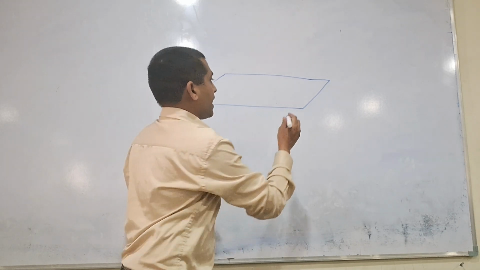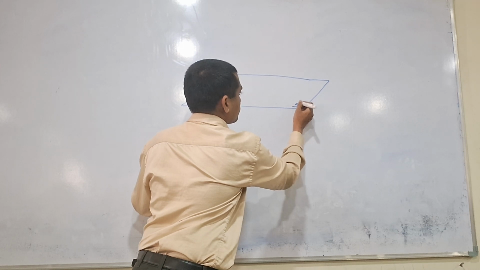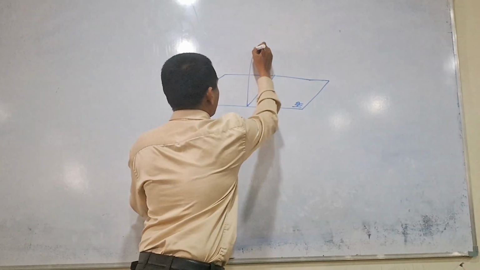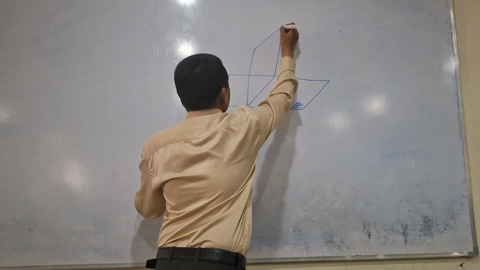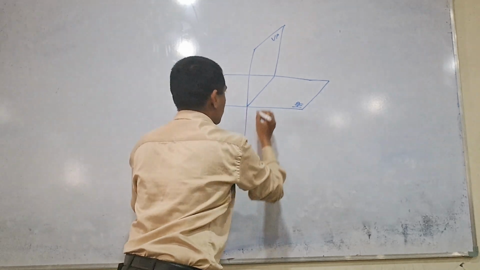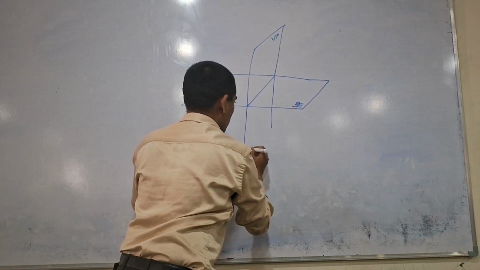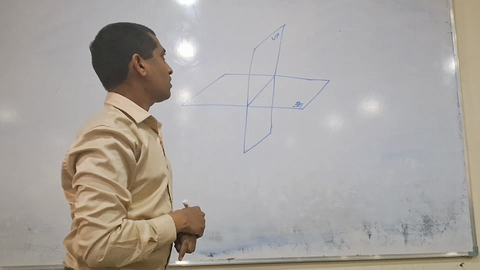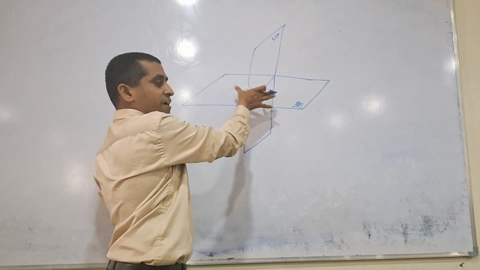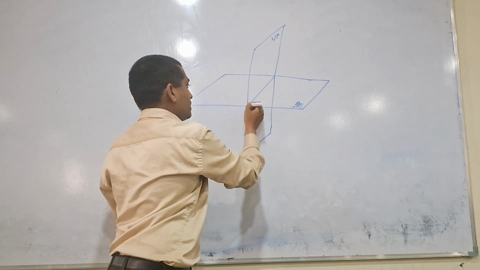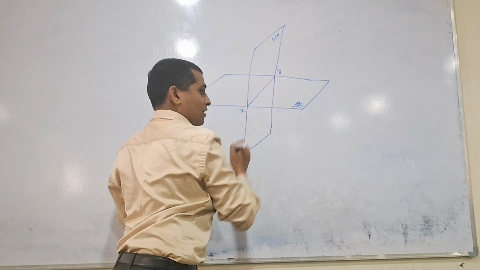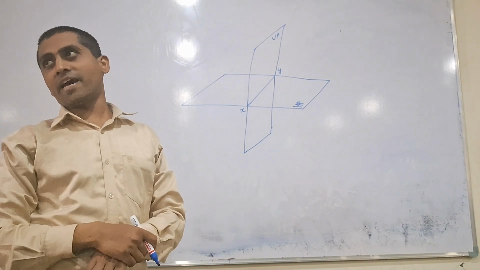Now this is the HP plane. Perpendicular to this there is a vertical plane. This is VP, the vertical plane. The extension of this vertical plane is below the HP, like this. This is a vertical plane and this is a horizontal plane. The intersection of both the HP plane and the VP plane, this line, is nothing but the XY reference line. What is this line? XY reference line.